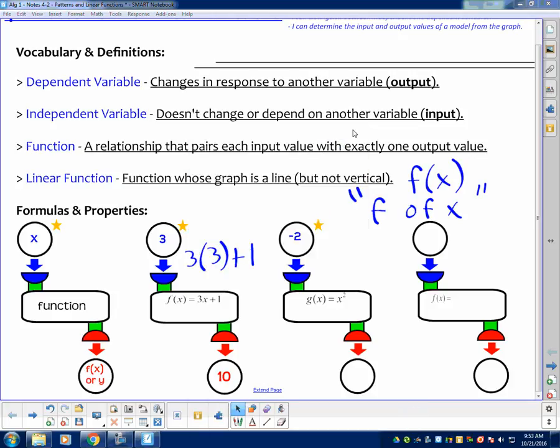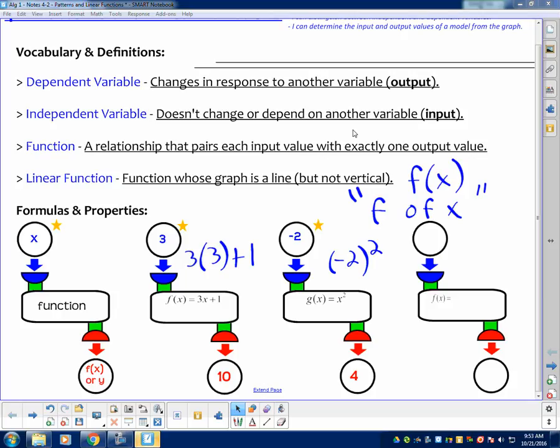So on the next one, plug in -2 to the function machine. -2 squared is going to give me 4. Yeah. Good. Yes.